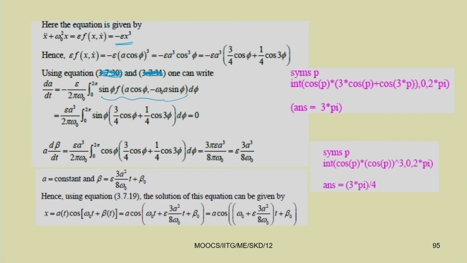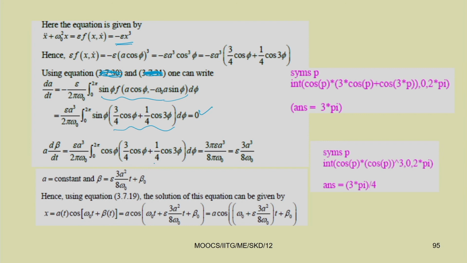Similarly, a d beta by dt equals epsilon a cube divided by 2 pi omega 0. Here we have a minus epsilon x cube, that is why this becomes plus. Integration 0 to 2 pi of cos phi times (3 by 4 cos phi plus 1 by 4 cos 3 phi) d phi. If you integrate, you can check that the first integration becomes 0, so dA by dt equals 0.